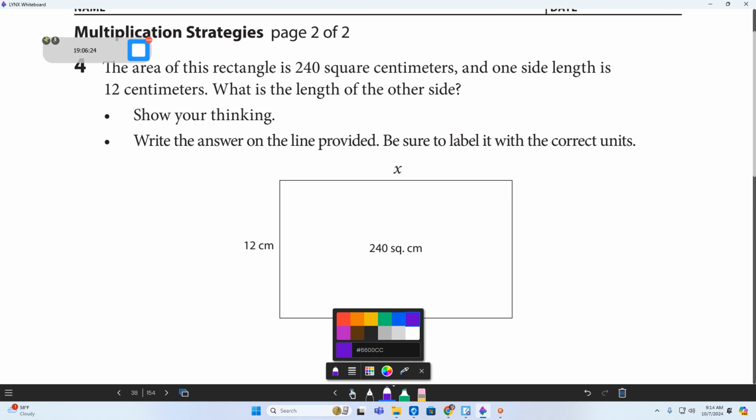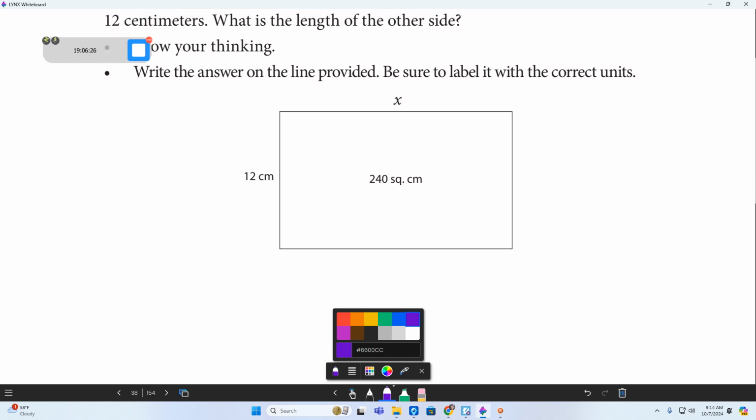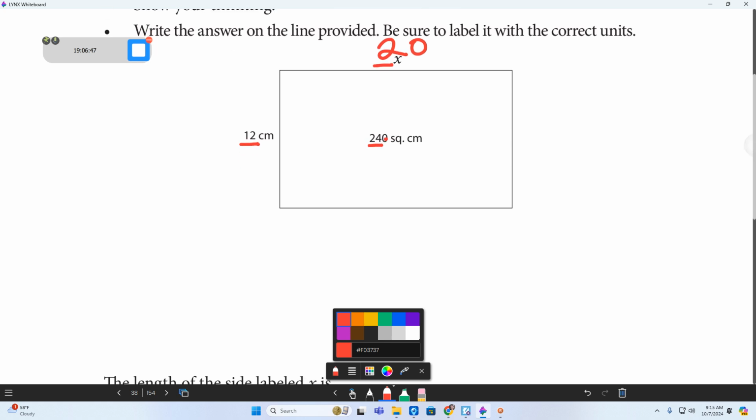All right, we can totally do this. Very similar to what we were just doing. 12 times something equals 24. So I'm just ignoring that 0. Well, I know that 12 times 2 is 24. A 0 in the answer means I need a 0 in the problem. Now, I think that the missing side is 20.